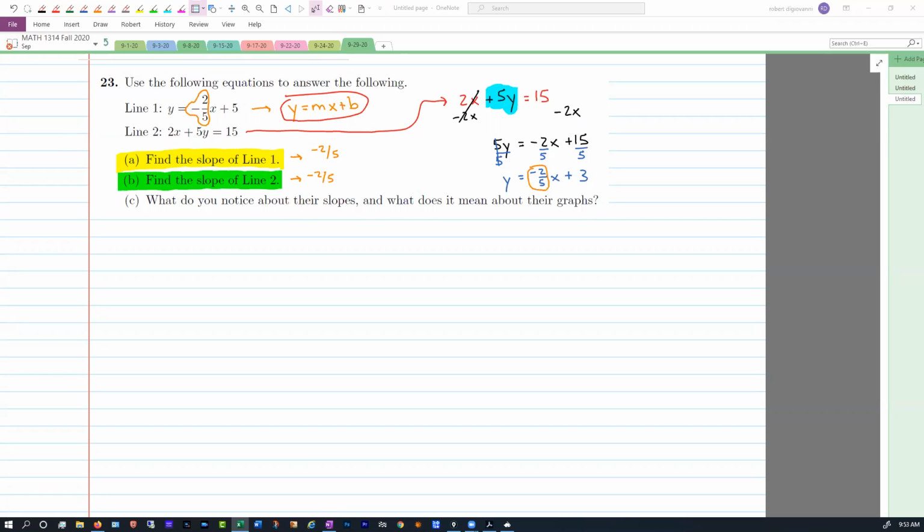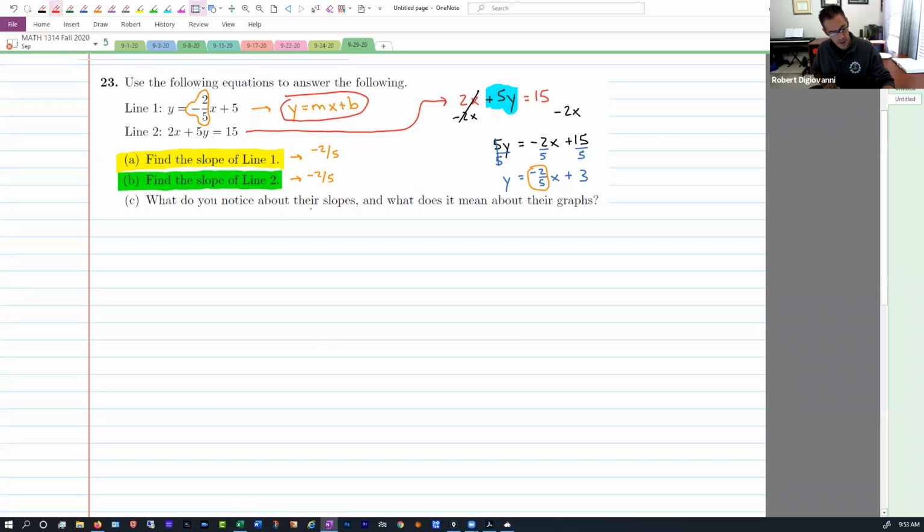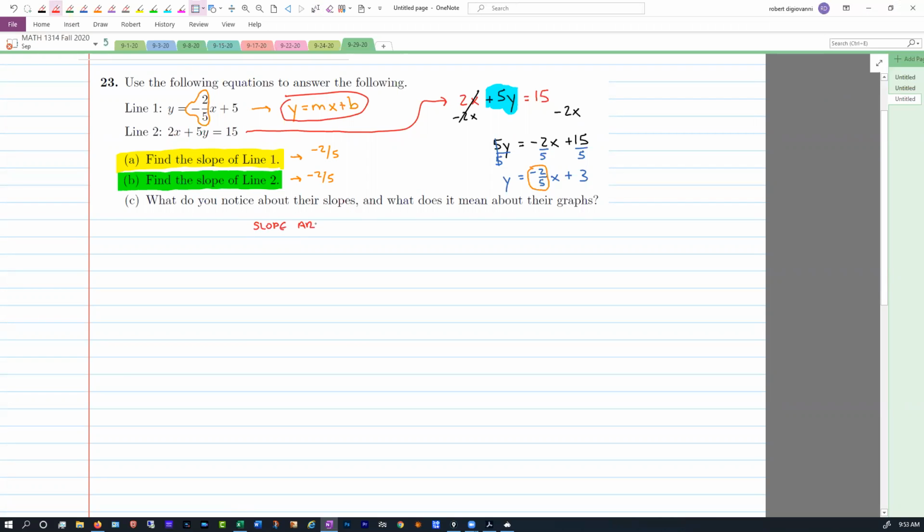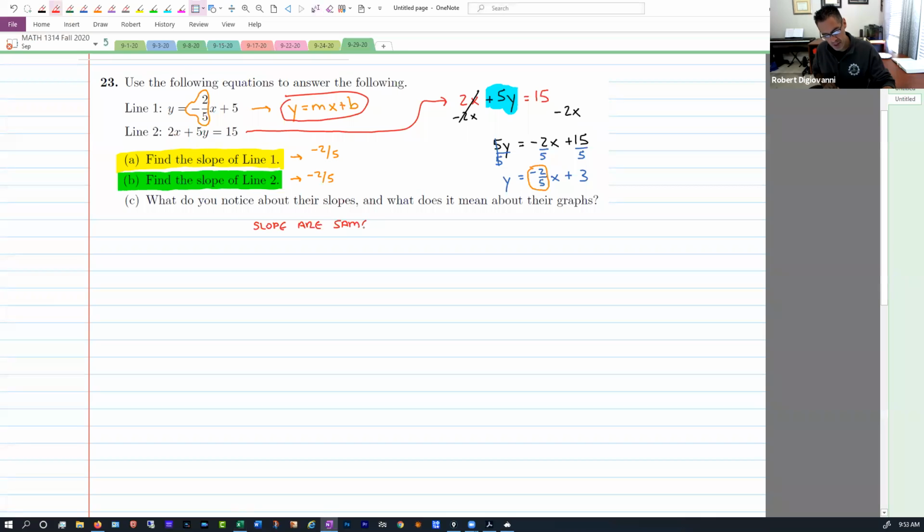Their slopes are the same. Yep, and what does that mean? They're parallel. They're parallel. Good, exactly. Okay, what can we say about their slopes? The slopes are the same. You could say same, you could say equal. Therefore, they are parallel. Okay. Anyone have a question on that?